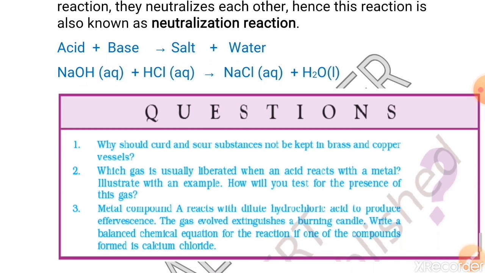First one: why should curd and sour substances not be kept in brass and copper vessels? Now, we know that curd and sour substances contain acid, which can react with copper and brass to form certain salts that are poisonous in nature and can cause food poisoning. Hence, sour substances like curd and pickle should not be stored in brass and copper vessels. You must have understood it.